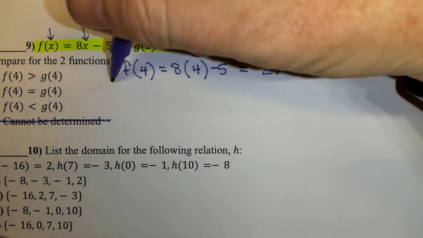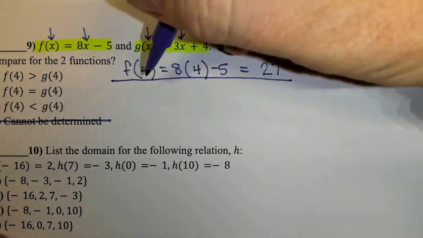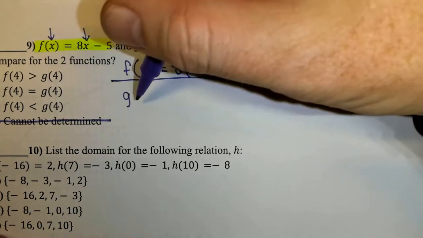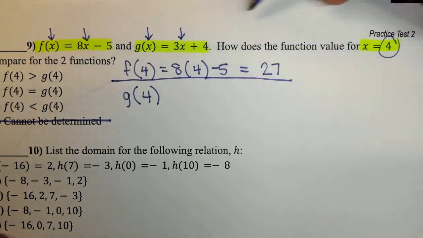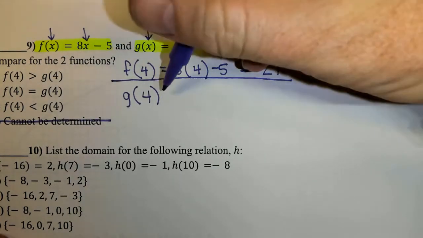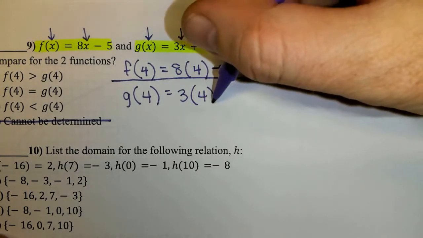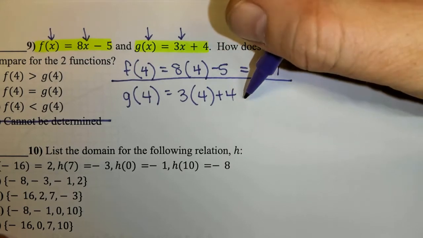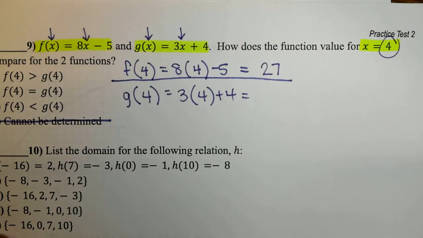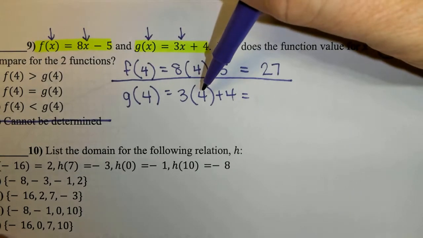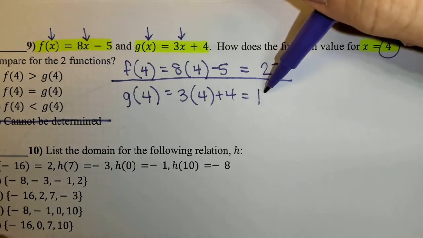Okay, so now I'm going to do g of x. So there's f. So g, and instead of x, remember I replace x with my number, 4, equals 3x, or 3 times 4 plus 4. Okay, so again, you can type this in. I would do that to make sure you do it correctly. So I have 3 times 4 is 12, plus 4 is 16.